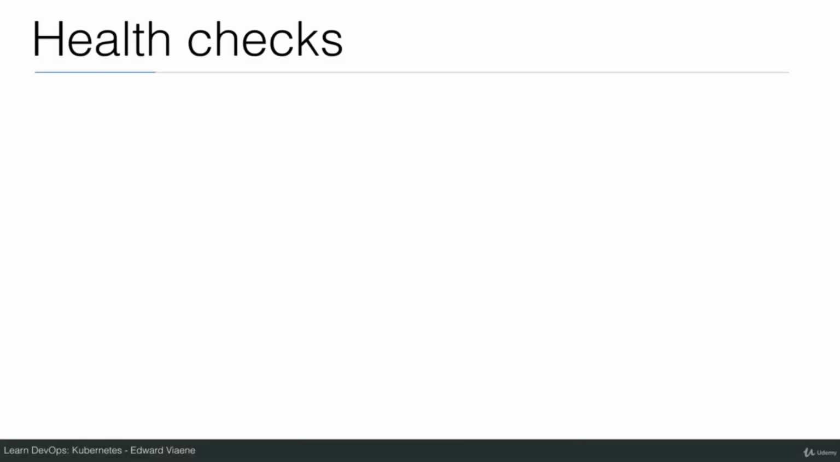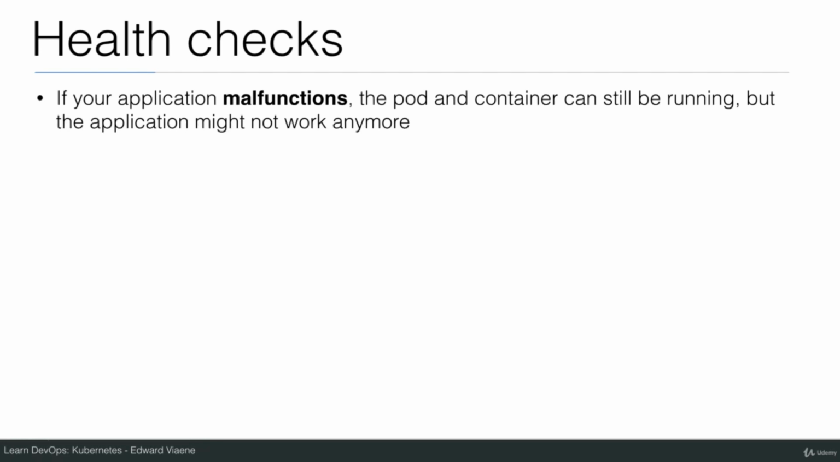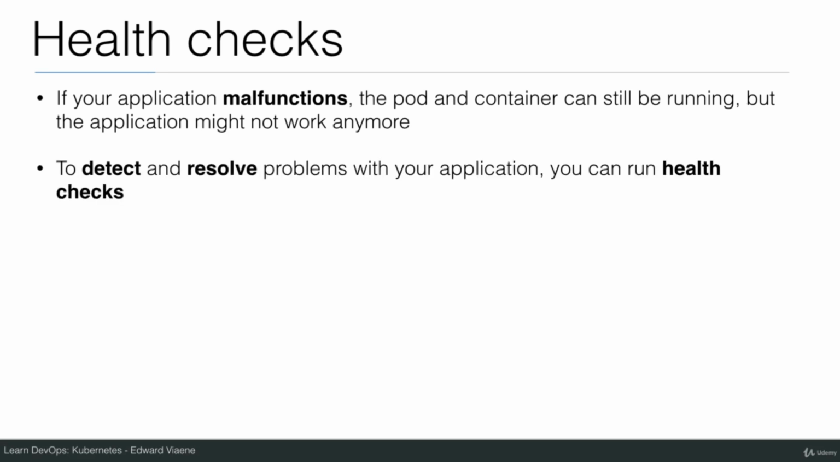In this lecture, I'm going to be explaining health checks. When you put your app in production, you will definitely want to configure health checks. If your application malfunctions, the pod and container can still be running, but the application might not work anymore. The app gives an error because of something internally that went wrong. To detect and resolve problems with your application, you can run health checks.